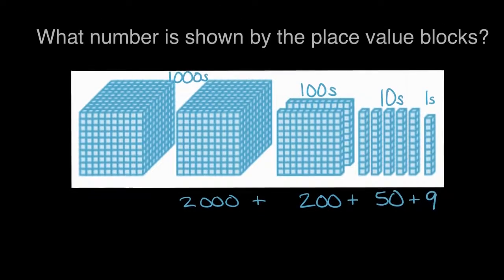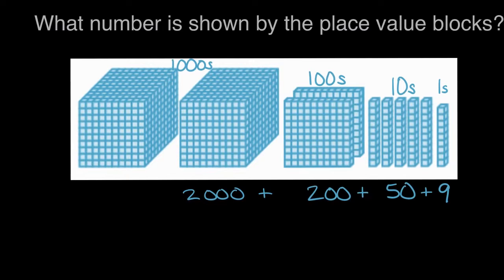Now zooming back out, we can look at all of the amounts we had. We had 2,000 blocks plus 200 more blocks plus 50 more blocks plus 9 blocks. Or in total, we have 2,259 blocks.